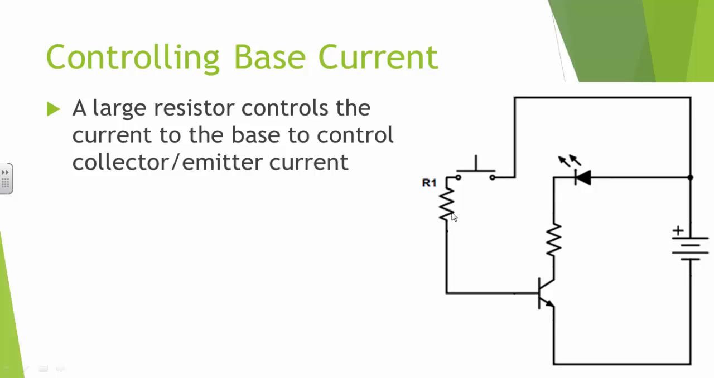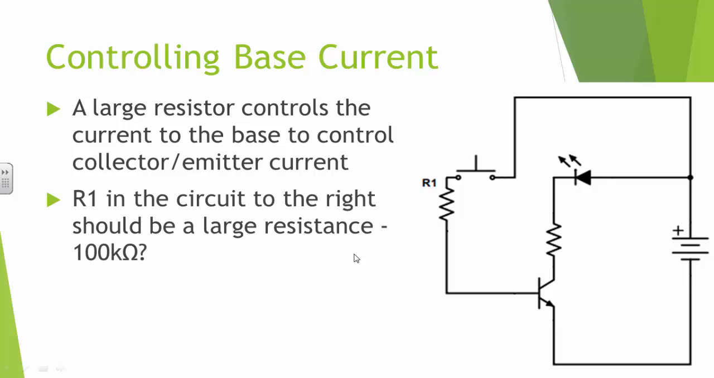It's typically large because we only need, remember Brattain and Shockley told us, only a small amount of current to allow current to flow through this transistor. So we use a fairly large resistor to make sure that the current to the transistor is very low. R1 might be, a typical value might be 100 kilo ohms. Now the exact value depends on the transistor itself.